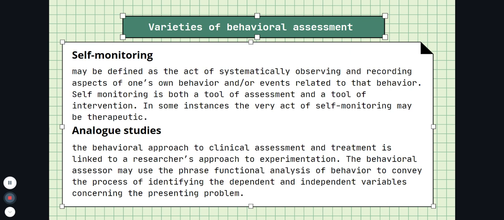So next is the analog studies. The behavioral approach to clinical assessment and treatment is linked to a researcher's approach to experimentation.